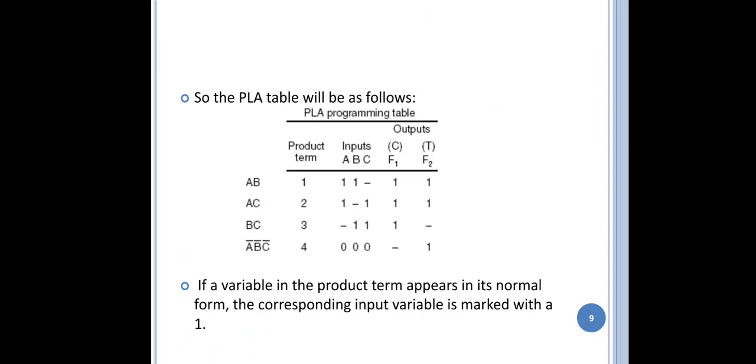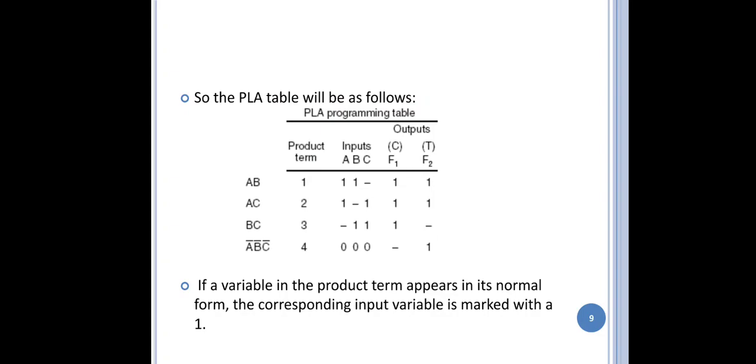These are written in the first column. The second column is inputs. In inputs we have 3 inputs A, B, C. In that column we can enter 1, 0 or dash. A 1 represents there will be a connection from that input variable to the AND gate in uncomplemented form, a 0 represents a complemented form connection from input to AND gate, and a dash represents no connection. That is, for the term AB, we put 1 under A and B, and for C, no connection.